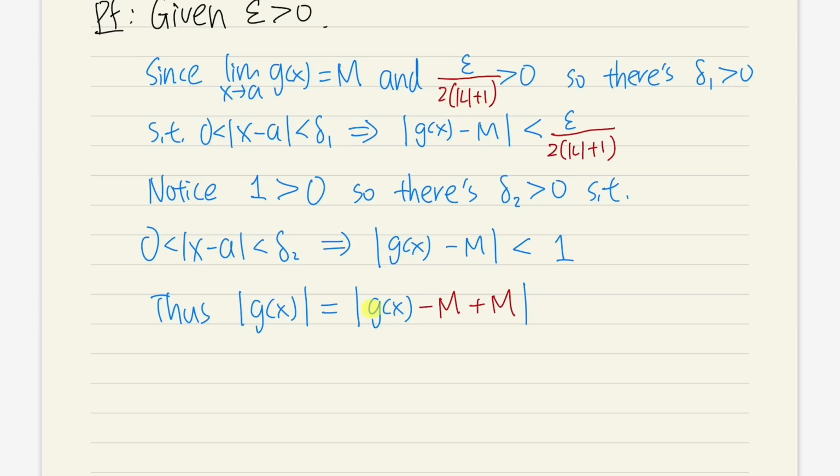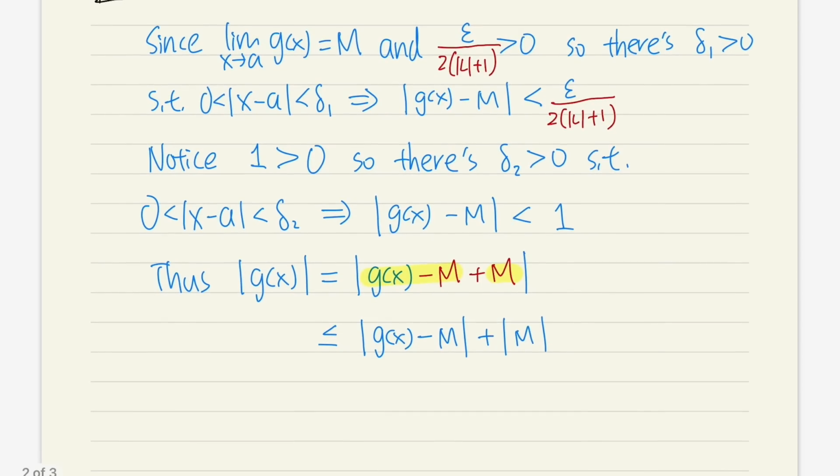Now have a look. This plus that inside of the absolute value. Yes, we can use the triangle inequality again. So this right here will be less than or equal to the absolute value of the first part, which is g of x minus m, and then we add it with the absolute value of m. Perfect. Now what can we do? Well, we know that the absolute value of g of x minus m is less than 1. So we'll just say this is less than 1, and then plus the absolute value of m. Wow! So have a look right here, people. The absolute value of g of x is less than 1 plus the absolute value of m.